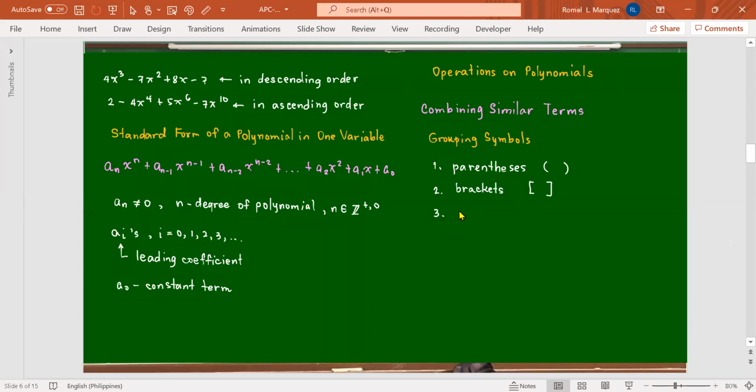Parenthesis, po. So, what else? Braces, no? Ito yung kinakabit sa ngipin. May practical application din naman pala siya, yung symbols na yan. Braces. The last one, vinculum. Pero bihira nang gamitin ang vinculum.